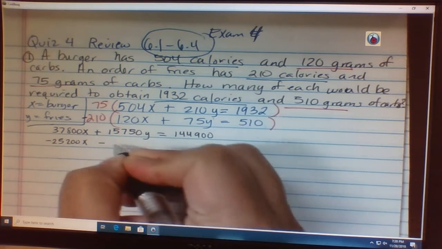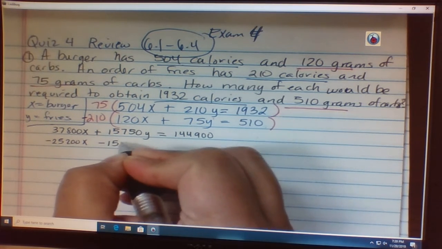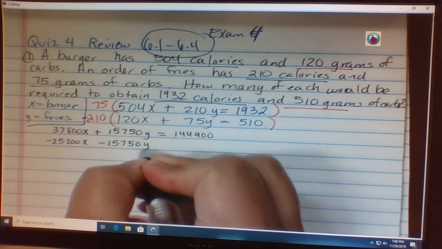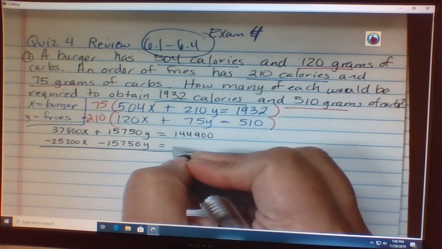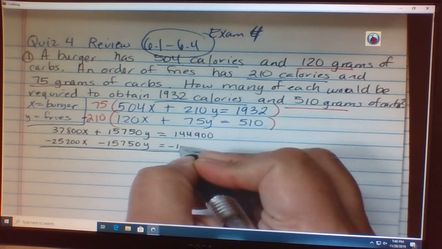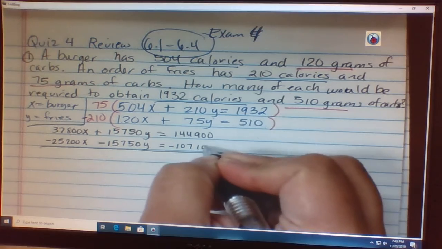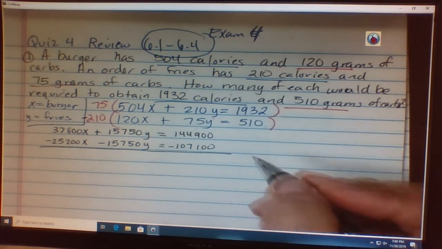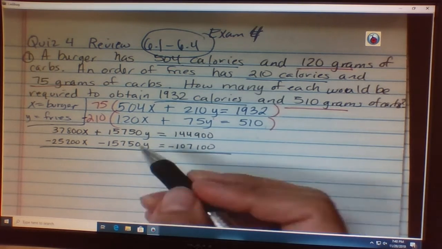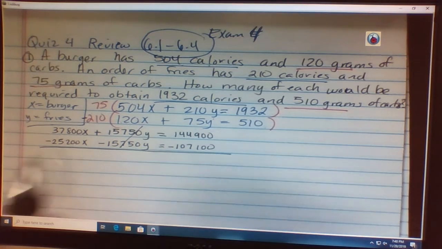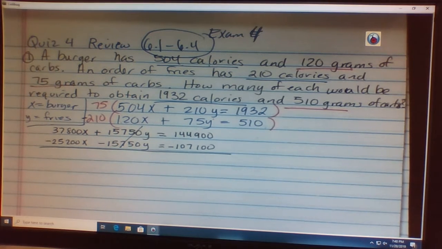200x minus 750, and then negative 107,100. Now here we have, what do we have? Did these cancel? Perfect. What is 37,800 minus the other one equal? 12,600. Beautiful.